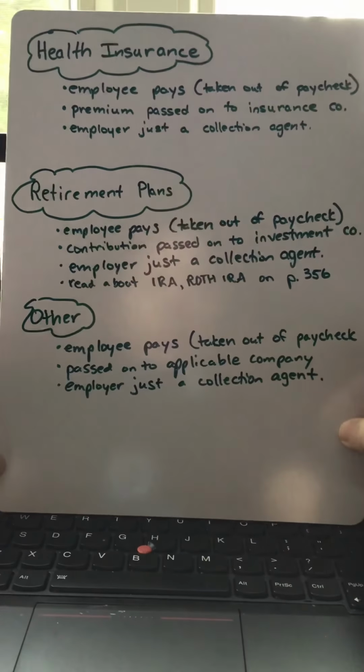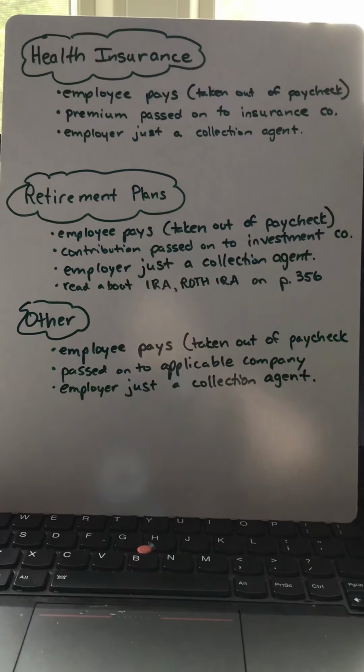And we'll look at these tables here shortly. I just want to get through all the slides while we're here. So then the last thing is health insurance, retirement plans, and other, which again are all the voluntary deductions. So health insurance is the employee pays. I choose to have it taken out of my paycheck. The premium for the insurance, the health insurance premium, is passed on to the insurance company. So again, the employer's just a collection agent.